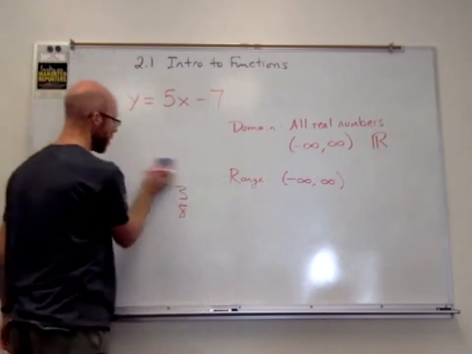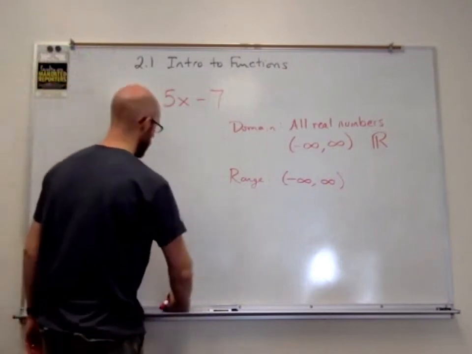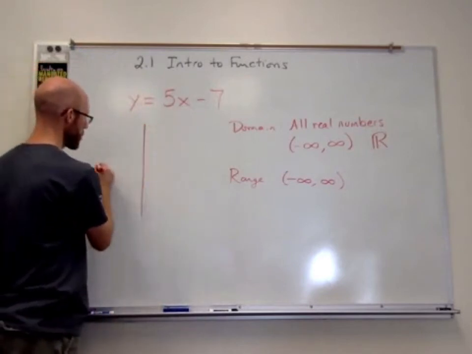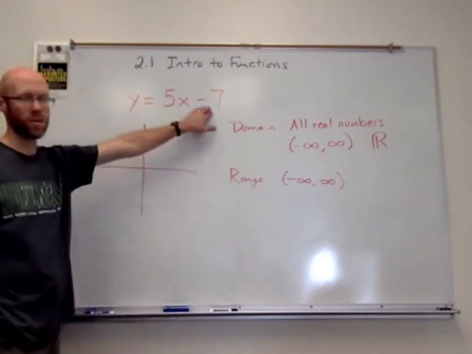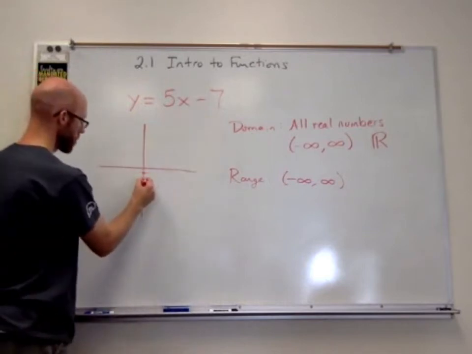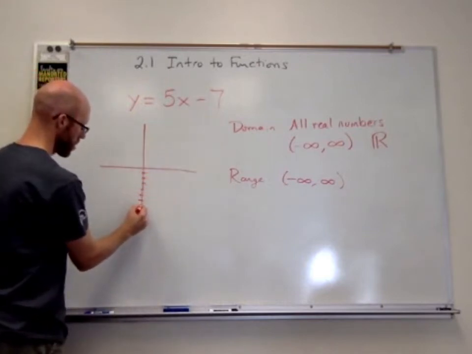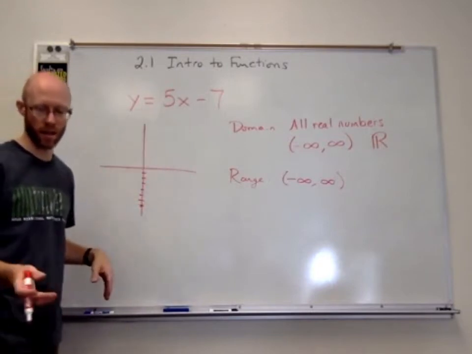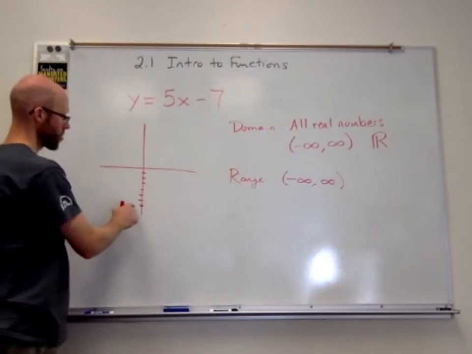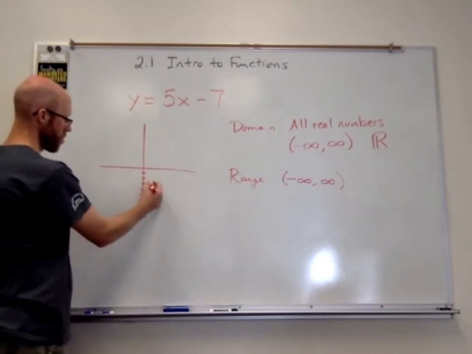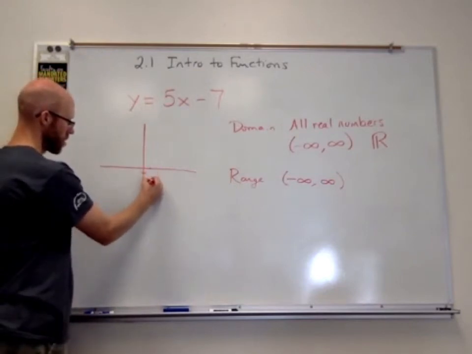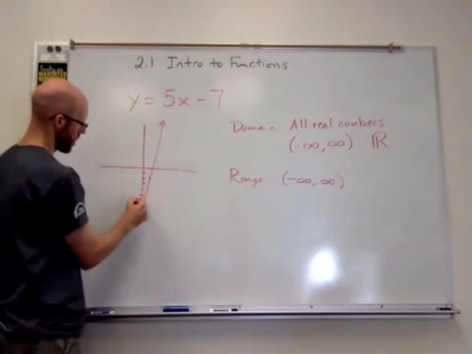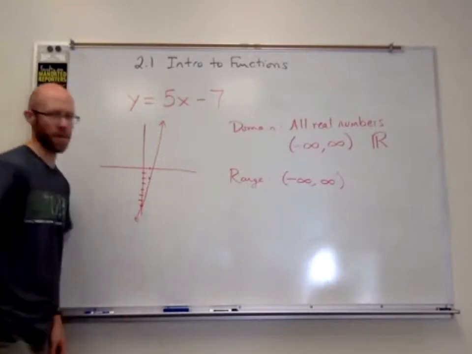But for right now, just know that the graph of this equation has a y-intercept at -7 and has a slope of 5, which we'll talk about again later in the chapter. And so go up 5 over 1, and we get a line, a pretty steep line, but it does something like that.